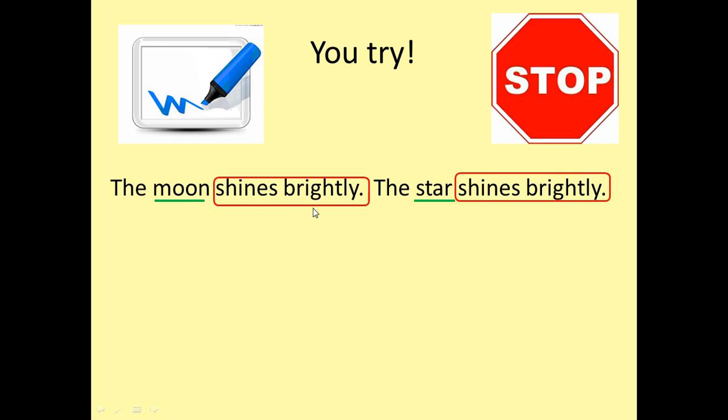Hit pause so you can write. Hit play when you're ready to see the answer. The answer is the moon and star shine brightly. We took this simple subject and combined it with this simple subject, and they were both sharing this verb shines, so they could have the same predicate. The moon and star shine brightly.